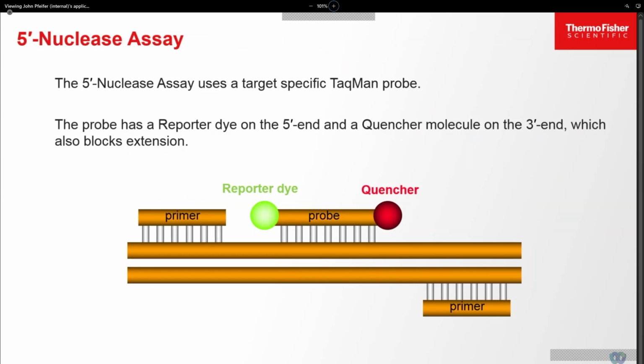So we put this all together into a nuclease assay, and this could be for lots of different applications, gene expression, microRNA, RNA viruses, all sorts of things. The nuclease assay would typically consist of two PCR primers, which are unlabeled, and there's a third oligo called the TaqMan probe that is labeled. It's labeled on the 5' end with a dye that we call the reporter.